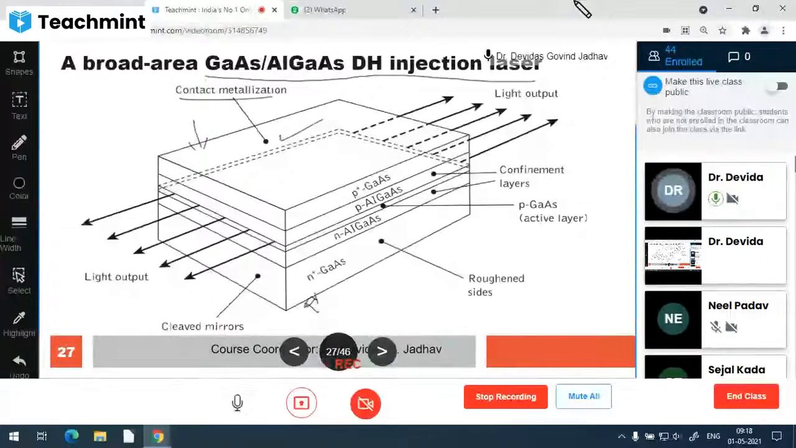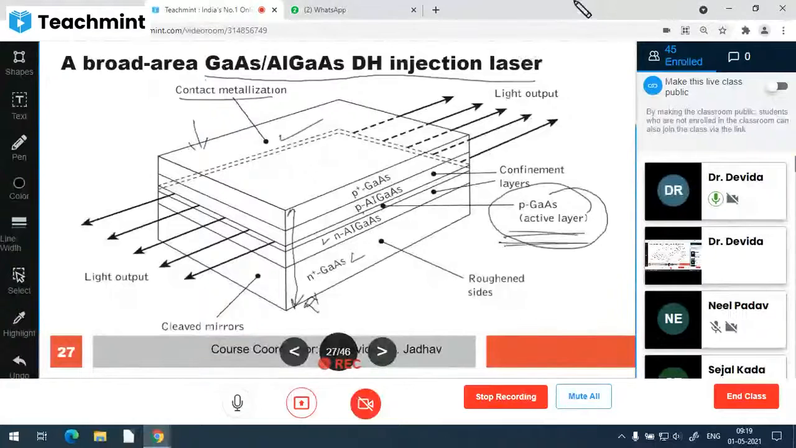And in between this metallization, there are five different layers. One is N plus GaAs, another is N AlGaAs, then a very thin P type GaAs, which is the active layer, and then above that the P AlGaAs, then again P plus GaAs.